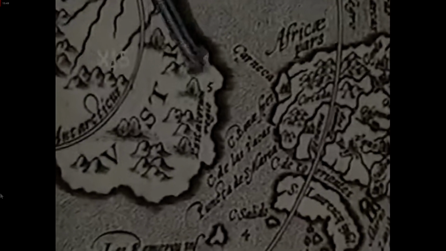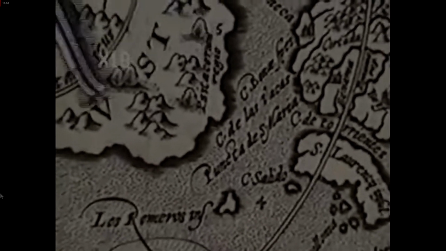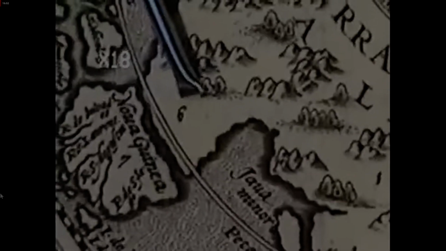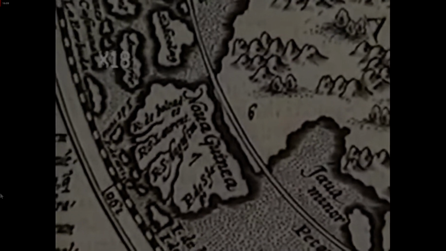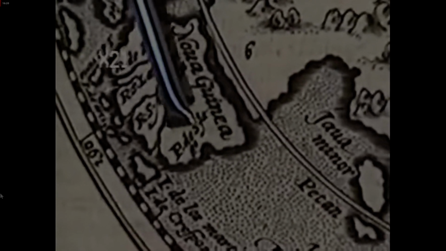Number 5, right here, says, here as noticed by the Portuguese lie incredible looking birds of large size. And number 6, right here, this region of Australis was named after its discoverer, Magellan. And number 7, right here, this land is a newly discovered island, and it is uncertain whether it is part of Terra Australis.